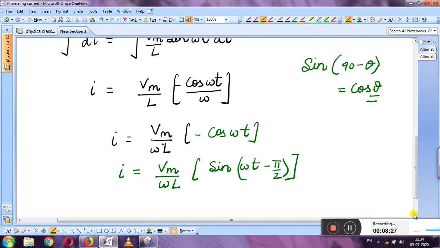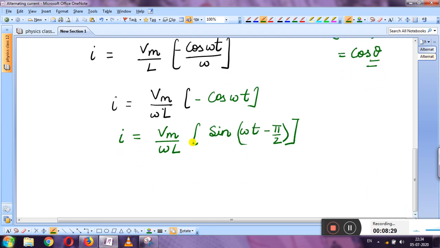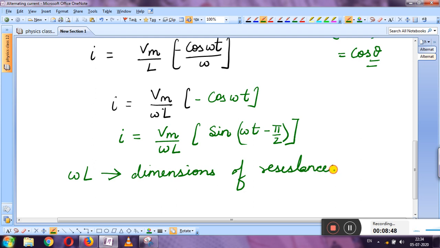Then after this, if we focus on omega L, we can say that omega L has the dimensions of resistance. Therefore this omega L will work as reactance.